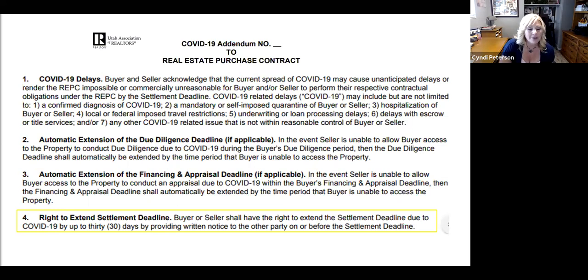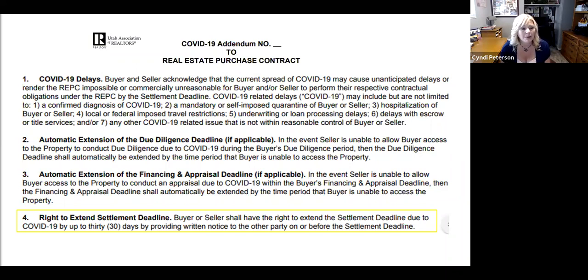Okay, so one of the other things is the COVID-19 addendum. Right now I see agents saying, yes, I'm using it, and then I see others that say, absolutely not, I'm not using it if we don't have to. It really needs to be up to your clients, and you need to explain to them that there are situations now where due diligence deadlines are getting passed because you can't get an inspector in there.